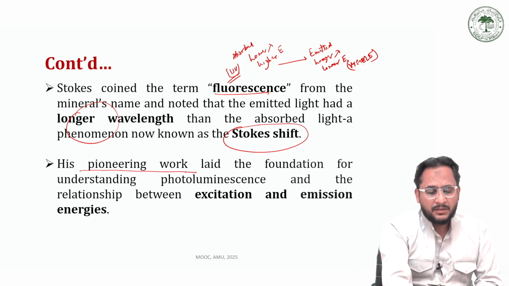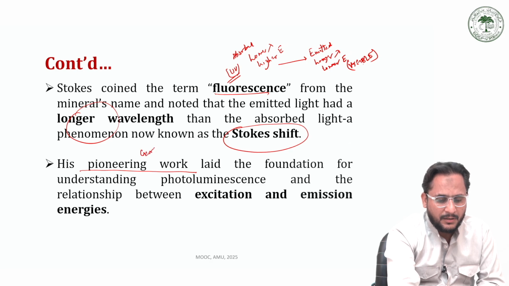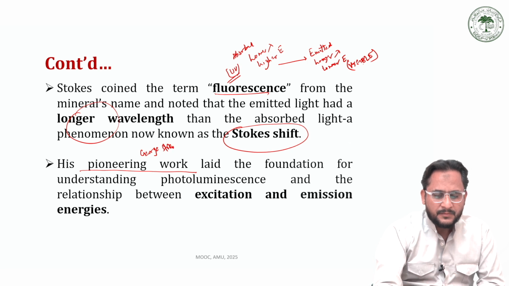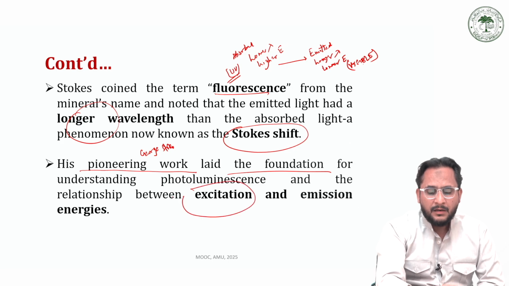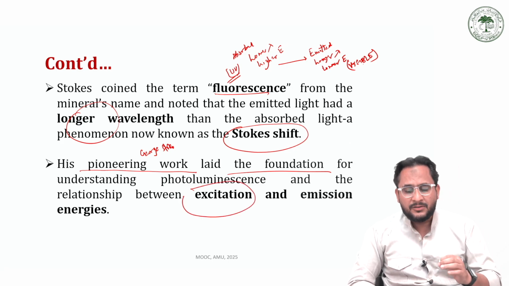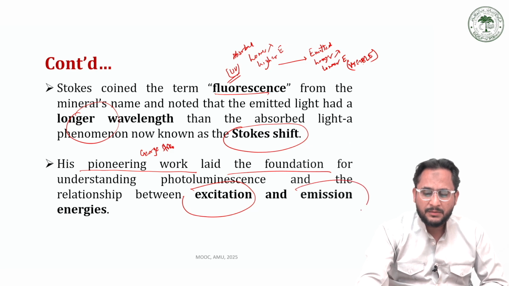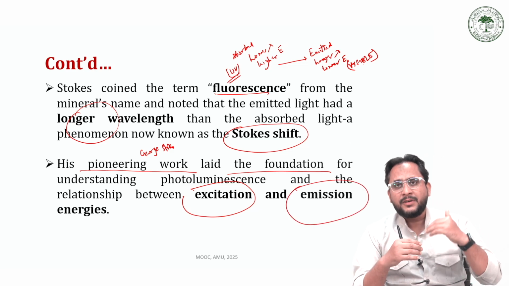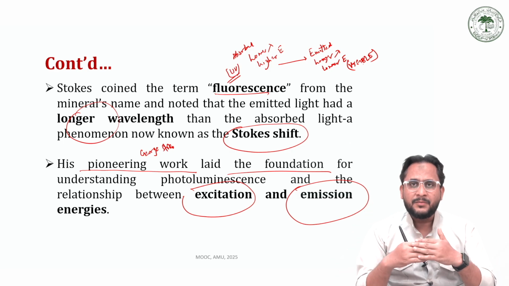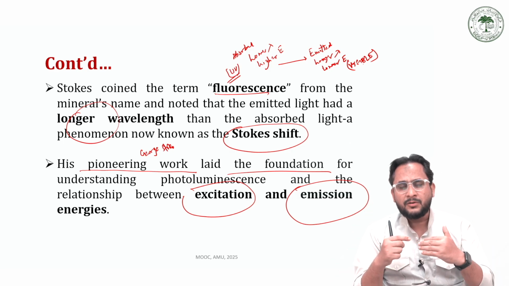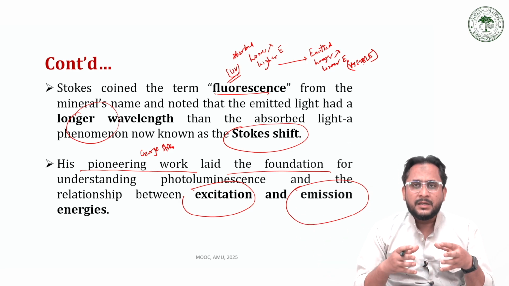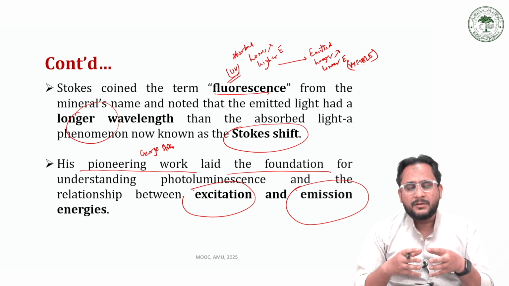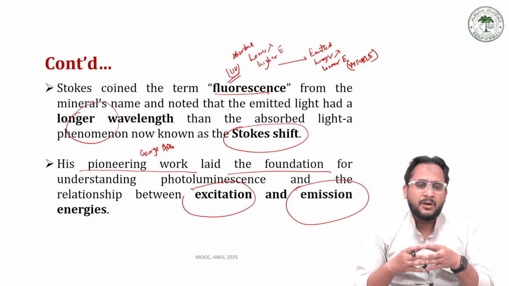So the pioneering work of Sir George Gabriel Stokes laid the foundation of the understanding of the photoluminescence phenomenon. People understood that fluorescence consists of excitation, or I should say absorption, as well as emission. Both phenomena, the absorption of light and the emission of light, take place sequentially, one by one. First absorption or excitation takes place, then we have emission of light. These two phenomena collectively create the phenomenon of fluorescence.